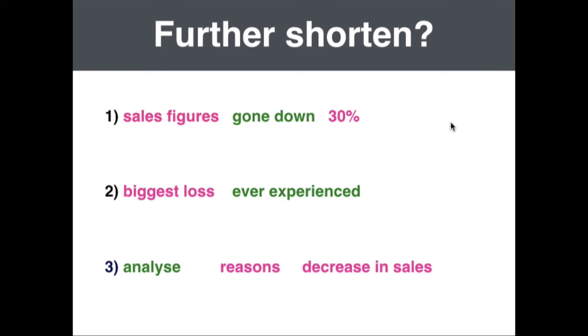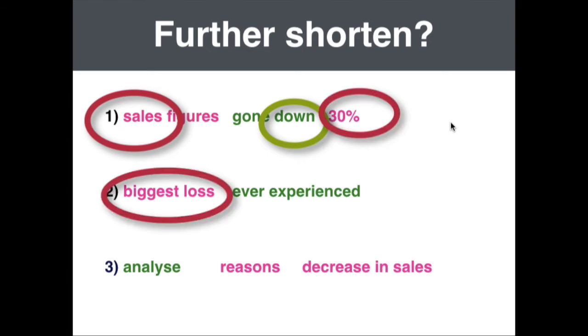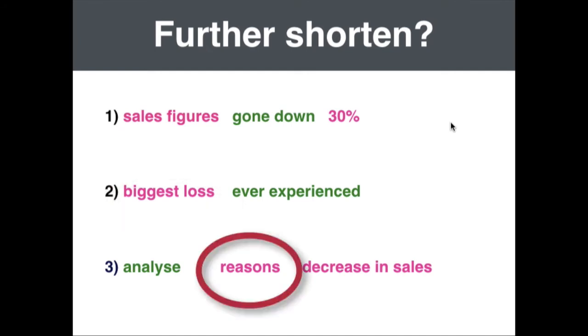Number 1, sales figures gone down 30%. Number 2, biggest loss ever experienced. And number 3, analyse, reasons, decrease in sales. Well, we can try to shorten them even more, and we have to focus on the words which are very, very important to convey our message. In number 1, the word sales is important because it's the main topic, and we need down to show the situation, and we need 30% to say how much. In number 2, biggest loss is important, but the rest can be guessed. And then in number 3, we want to find out the reasons why the sales went down. So the word reasons is necessary to keep.